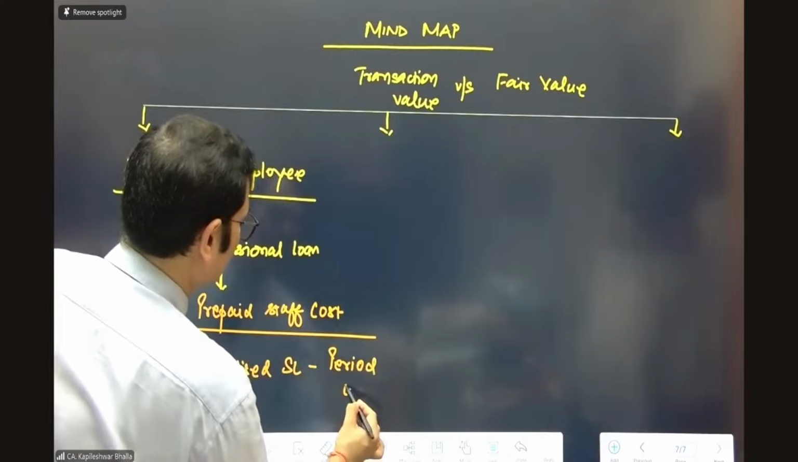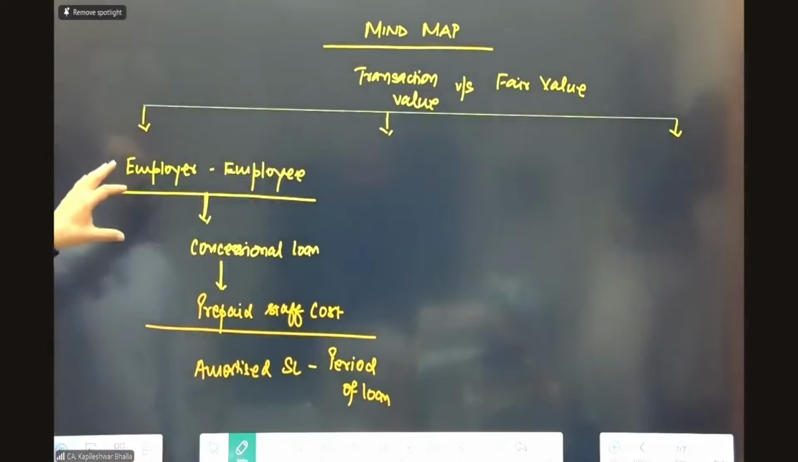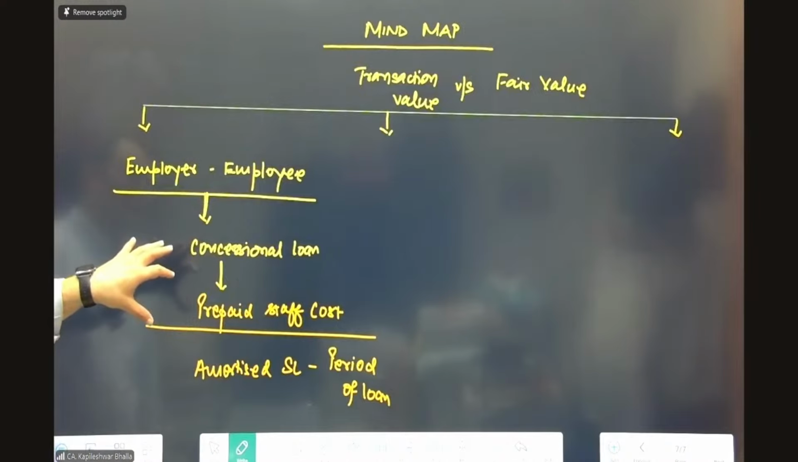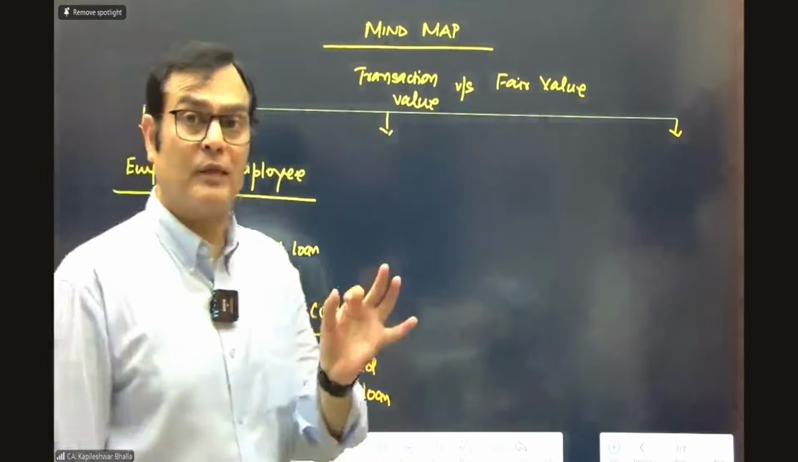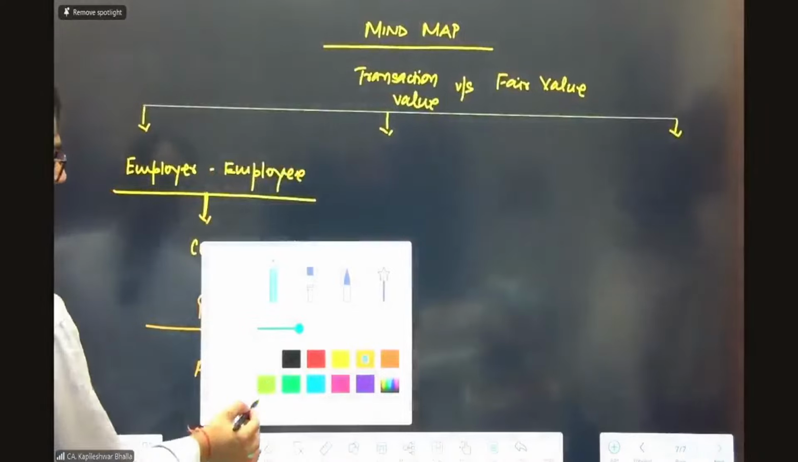So this is what we need to be very crystal clear in our mind, that depending upon the relationship and the situation, you are going to treat this as a prepaid staff cost, which is amortized straight line over the period of the loan. Next.